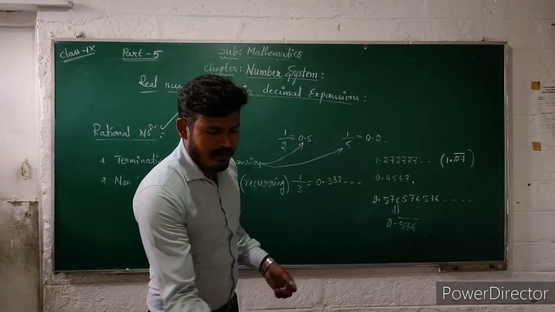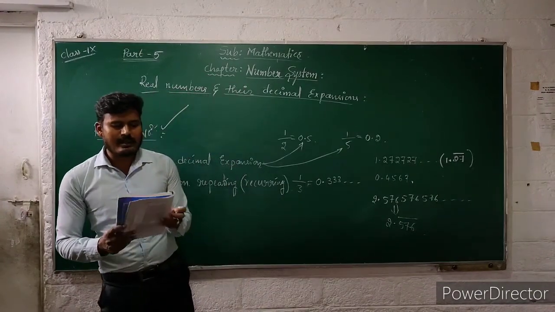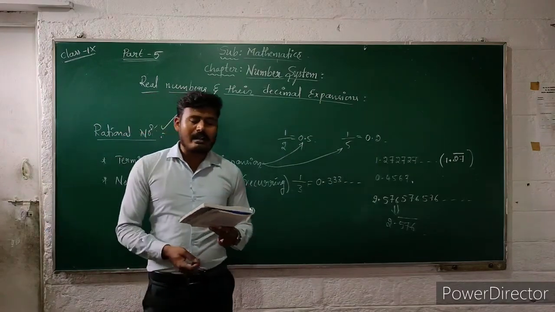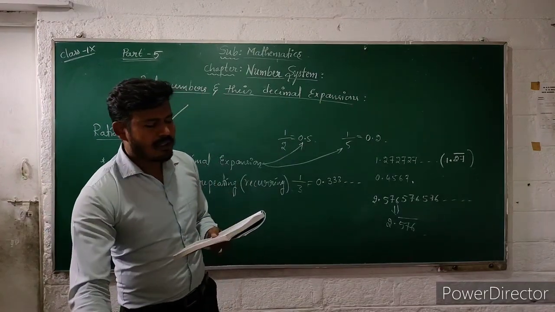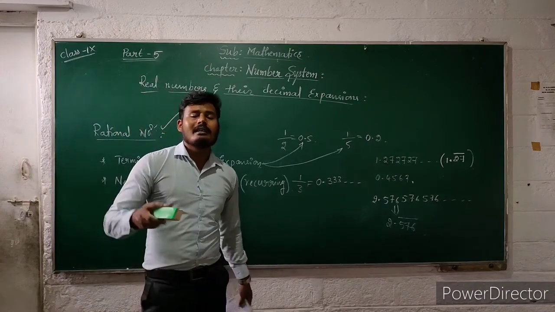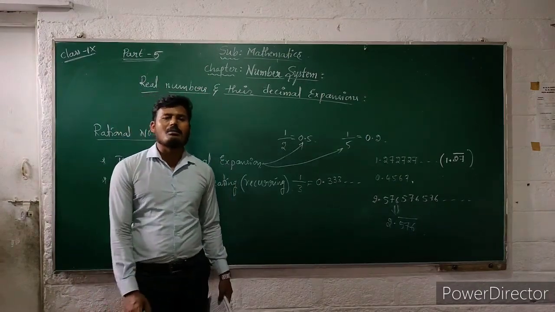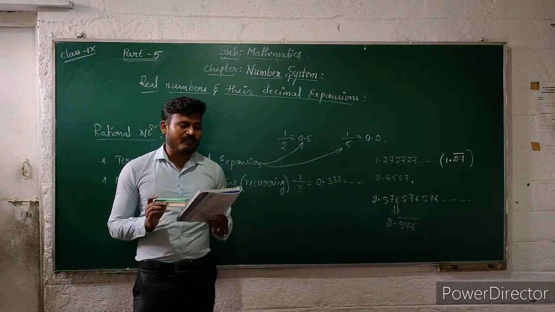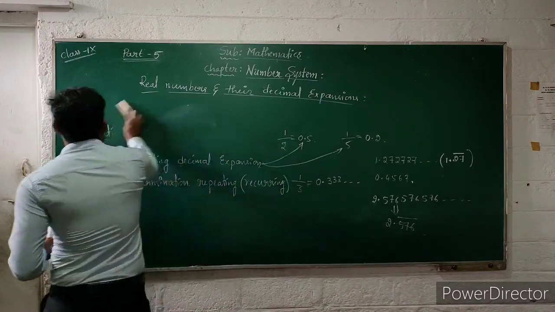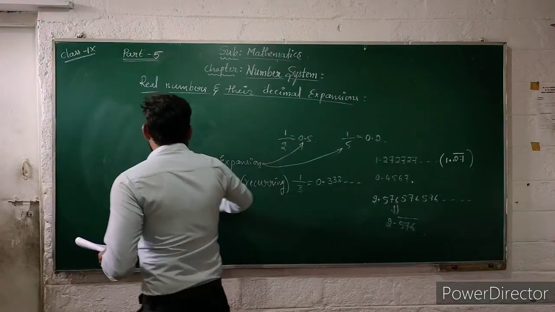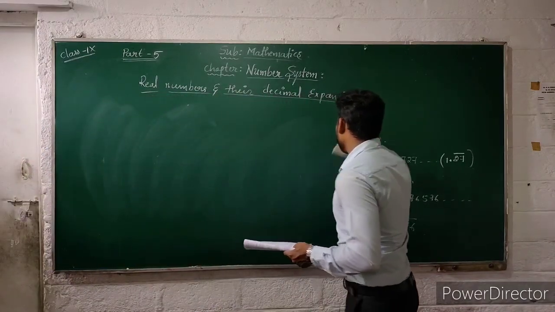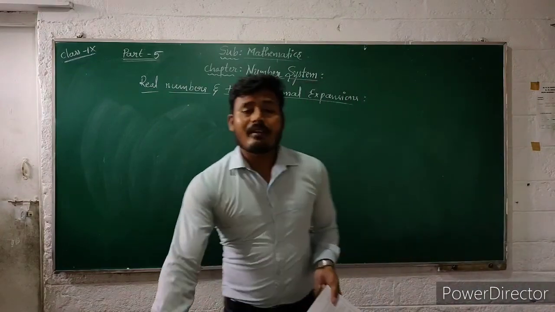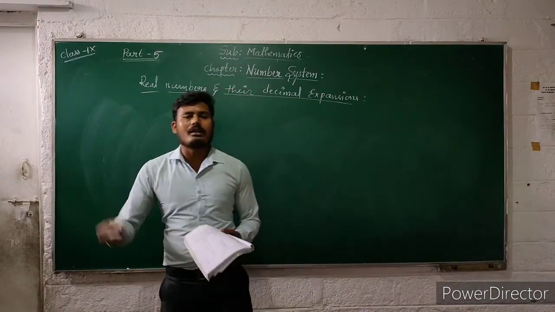Then there is one example given, example 5. Then you can easily understand the decimal expansions of different kinds of rational numbers. So let's move on to example number 5, and later we will discuss decimal expansions of rational and irrational numbers.